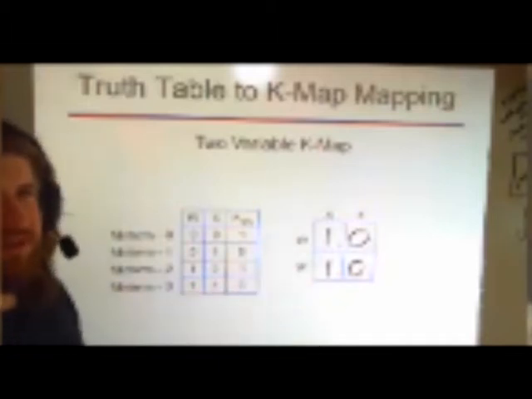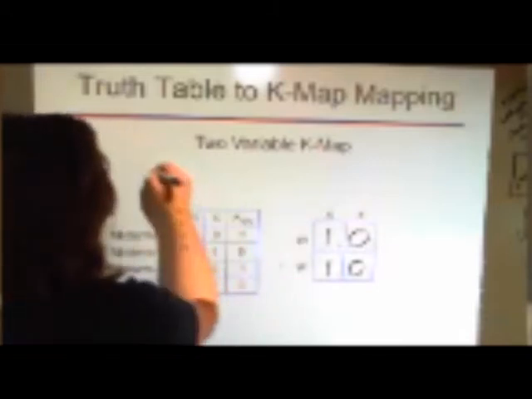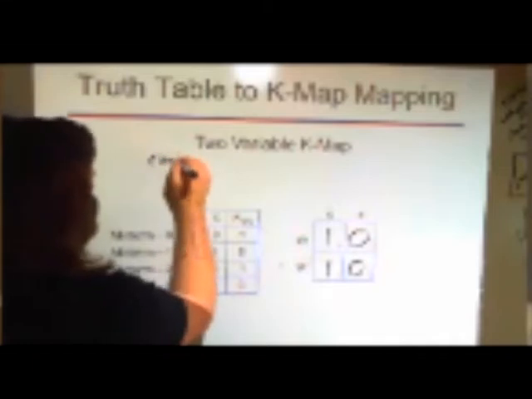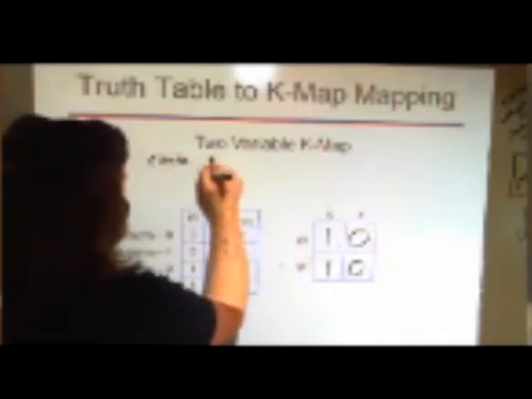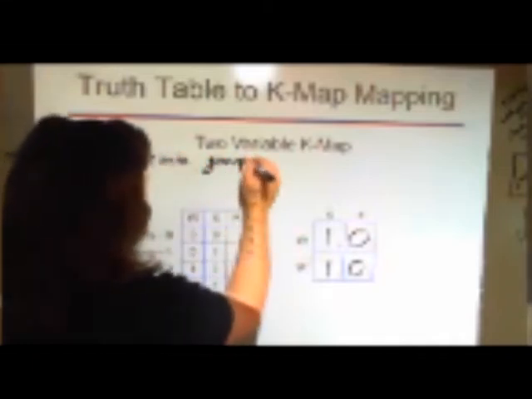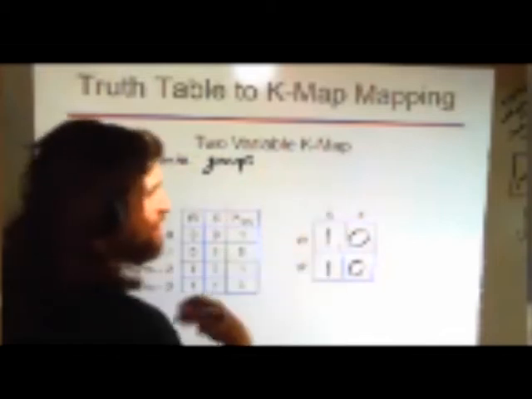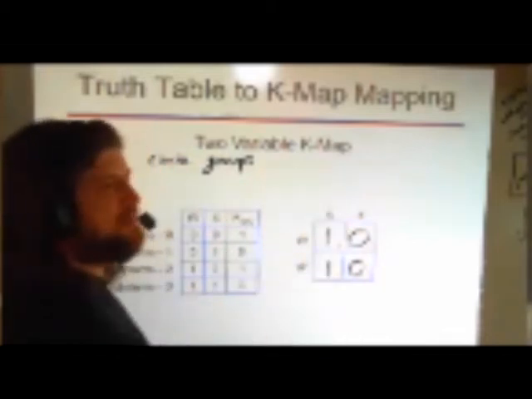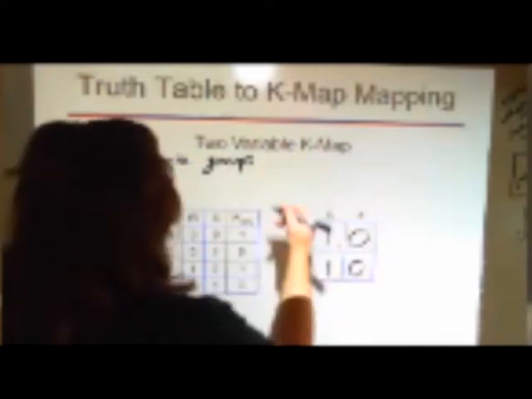There's a trick. Once we build one of these K-maps, there is a rule to it that says we can circle groups of 1, 2, 4, 8, 16, and we'll just keep moving up in that doubling. It's a base 2 system.